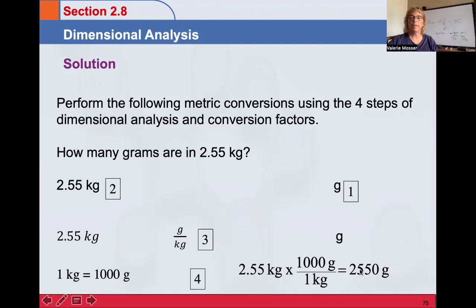2.55 times 1,000 is 2,550. And we have 3 sig figs from the initial value of 2.55. Sig figs don't apply here because that's a defined value.